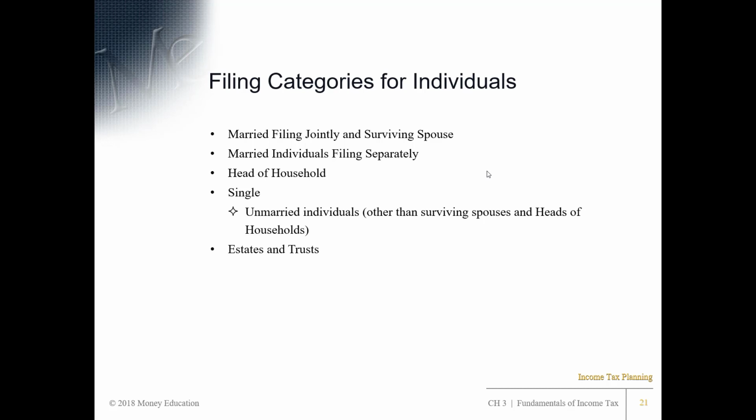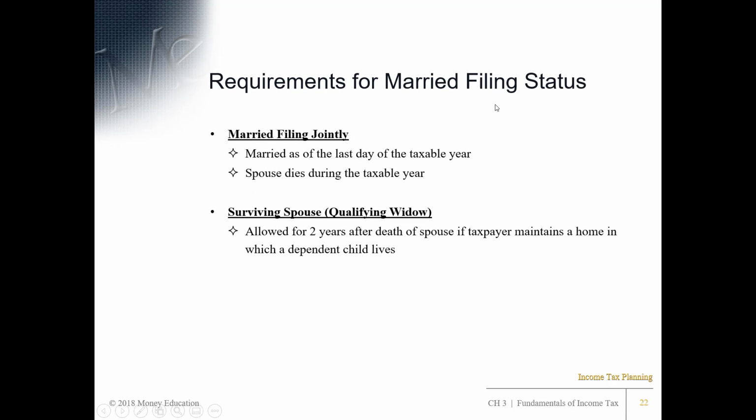Head of household means that you are not married and you have a dependent child, a dependent of the household. And single is unmarried, other than surviving spouses and head of households. And then there's estate and trusts. So married filing joint. If your spouse dies during the year, you would be considered married filing joint for that year. And then if you have a qualifying child that lives with you, you would be surviving spouse. This means you get lower tax brackets, higher standard deduction for the 2 years following the death, assuming that you have a child that lives with you.